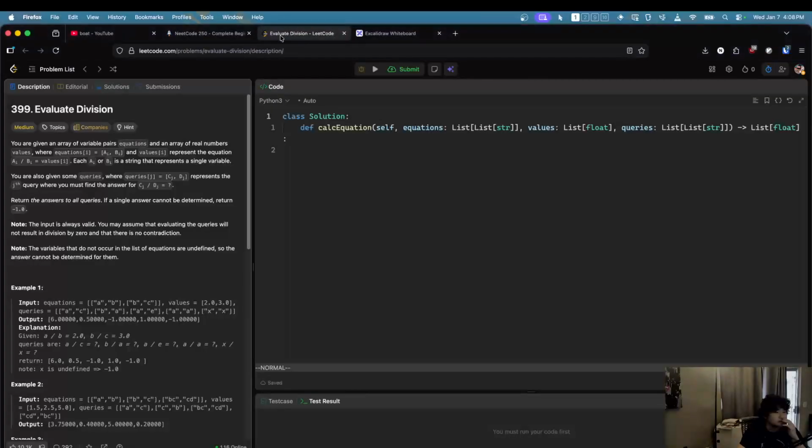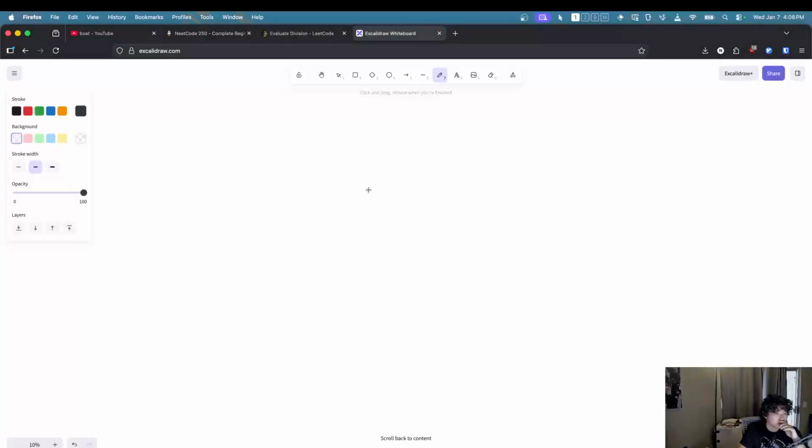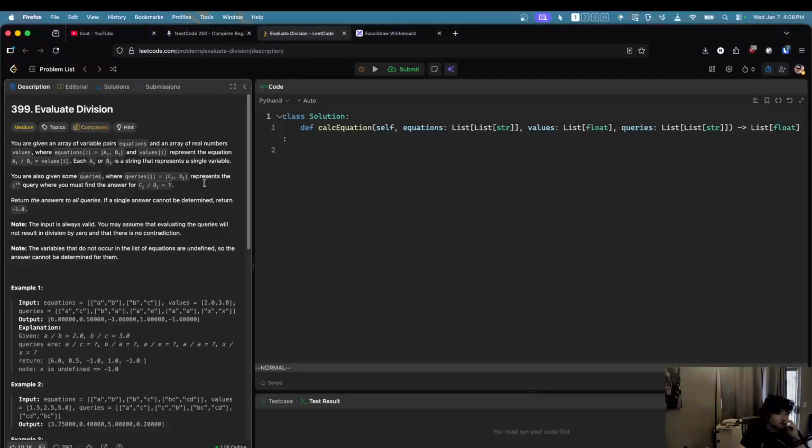Hello everyone. Let's do the next problem here. Okay, so evaluate division. This one is kind of a mathy problem, but I'll read it.